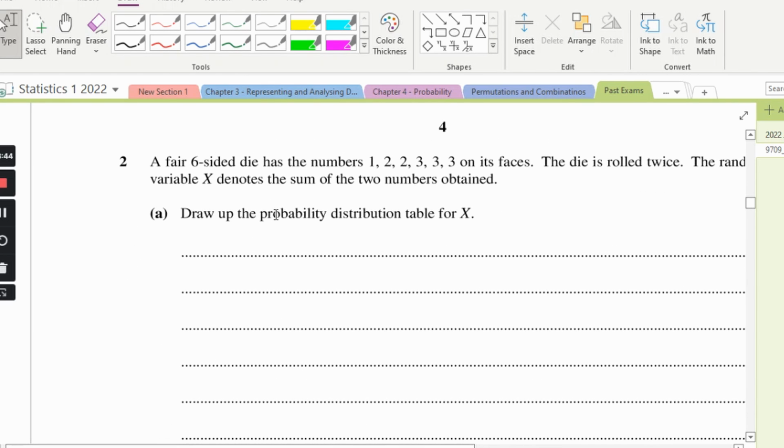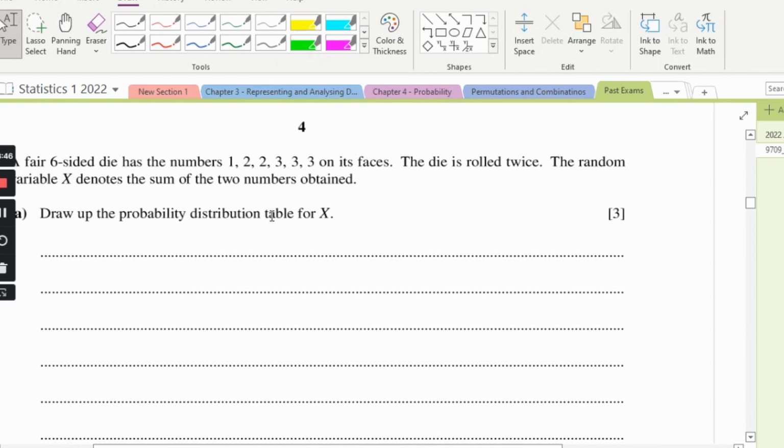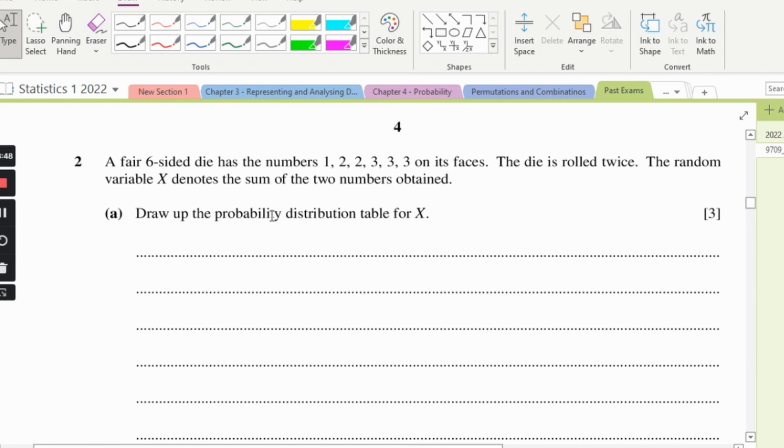Okay. This time, what type of question have we got here? We can identify it just by looking at it. What do you think? Yeah, discrete random variables. Okay, so probability distribution table. We're summing the dice. So what's the smallest value of x that we can get? 2. Yeah, 1 and 1, so 2.